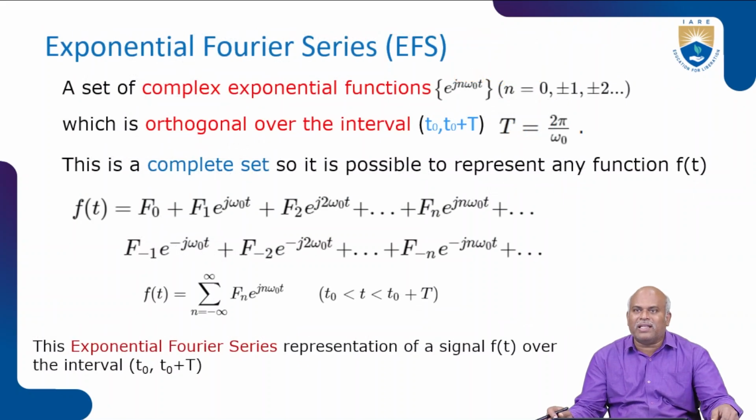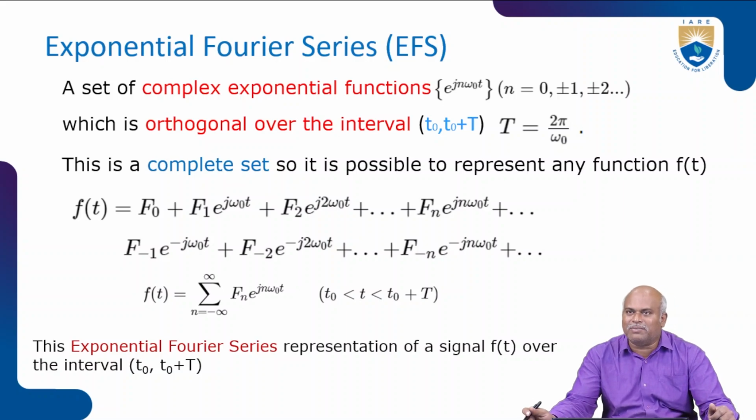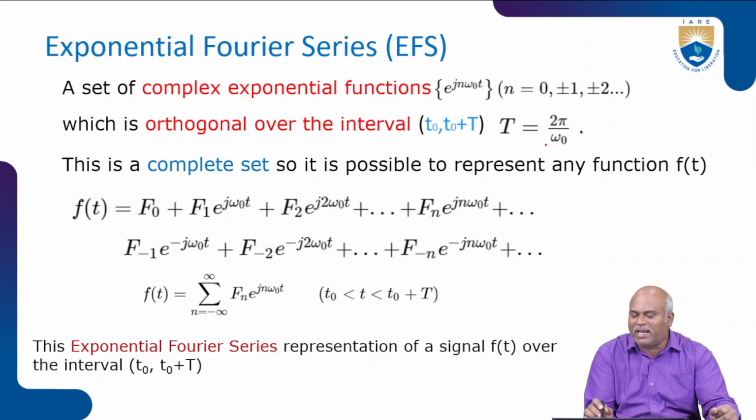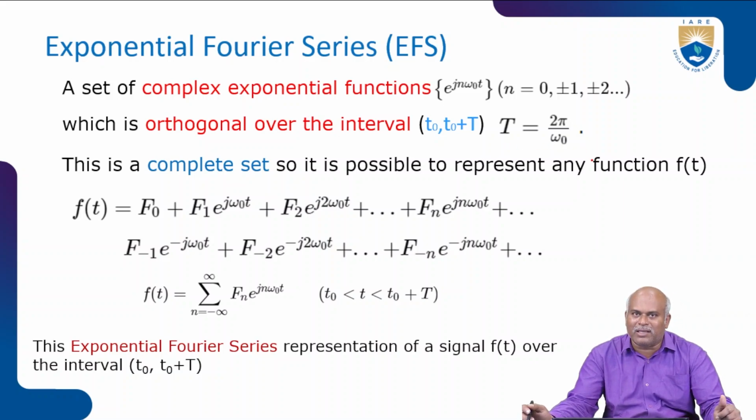Next, we go for the exponential Fourier series. A set of complex exponential Fourier series is represented as e power j n omega 0 t. Now n is present for 0, plus or minus 1 and plus or minus 2, up to infinity. So here also we consider it as orthogonal over the interval. The orthogonal condition interval is represented as t0 to t0 plus capital T. Now capital T I should write as 2 pi by omega 0.